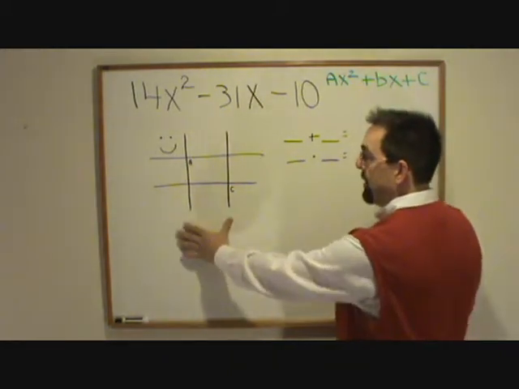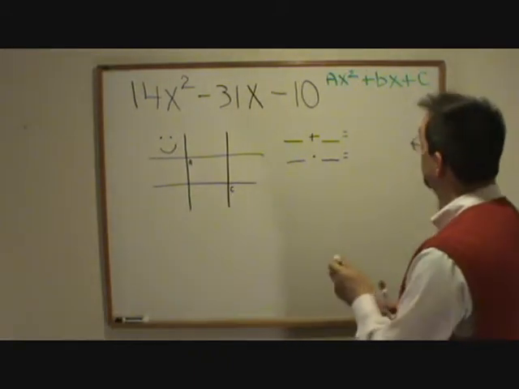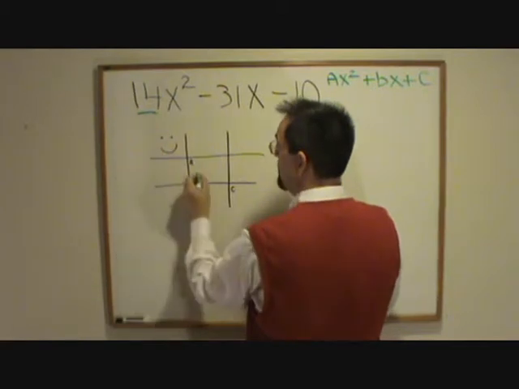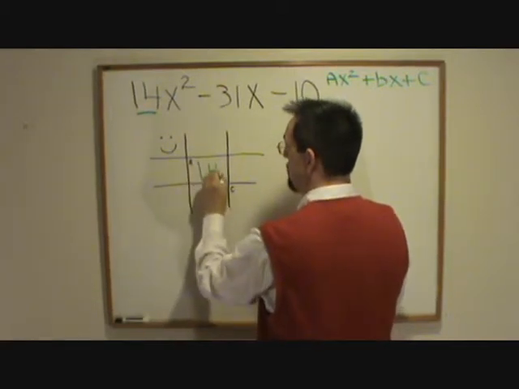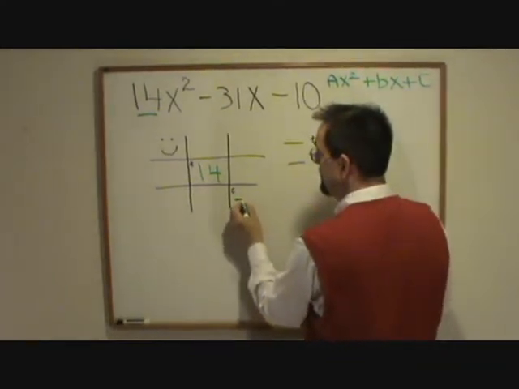We already have our grid. Remember that the A value goes here, C value goes here. A value is 14. C value, minus 10.